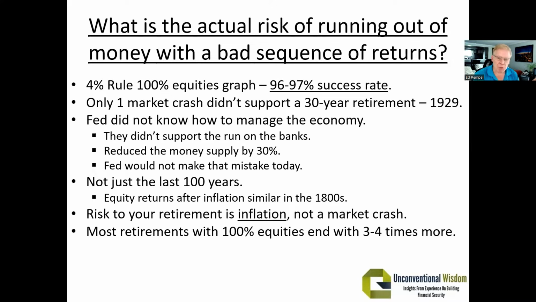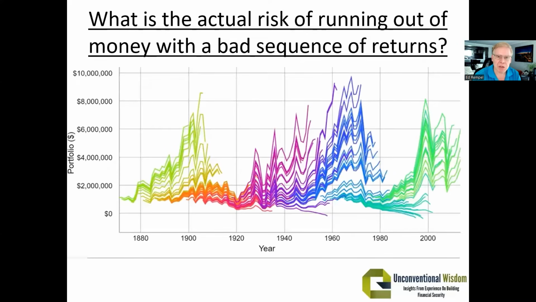Now most retirements with 100% equities really end up with 3 or 4 times more. So if you invest like this, you usually end up with a lot more, and you can actually increase your income later on. So let's look at the graph. This goes from 1871, and every line is a 30-year retirement. The very first line is you retired in 1871 and you lived for 30 years. You end up with over $8 million, starting with 1 million. This is withdrawing 40,000 a year and increasing it by inflation every year.